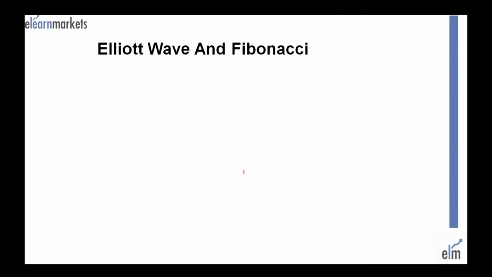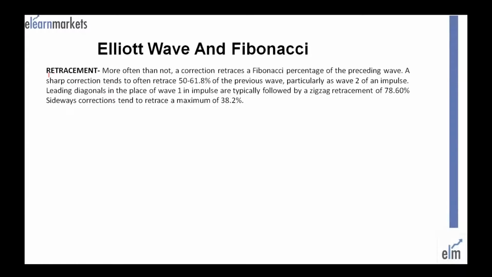Alright, so moving on, we will look at retracements now. More often than not, a correction retraces a Fibonacci percentage of the preceding wave. A sharp correction tends to often retrace 50 to 61.8%. Now we saw that 50 is also a Fibonacci number and 61.8 is itself the golden ratio.